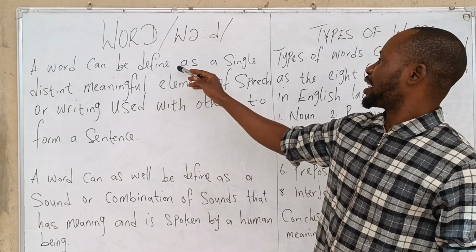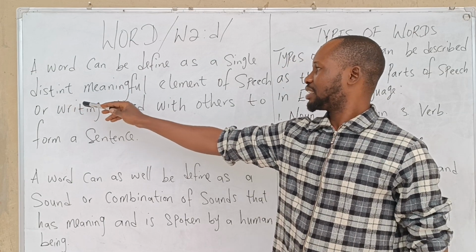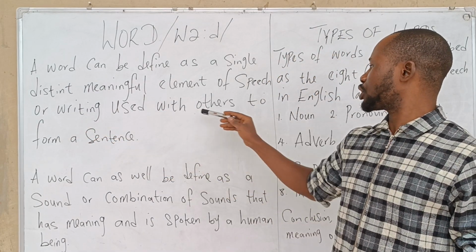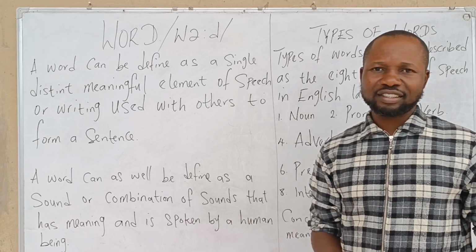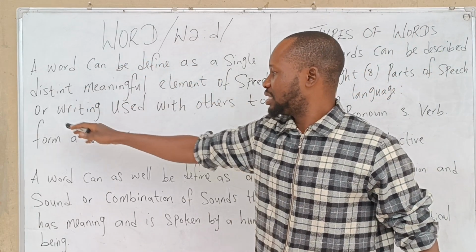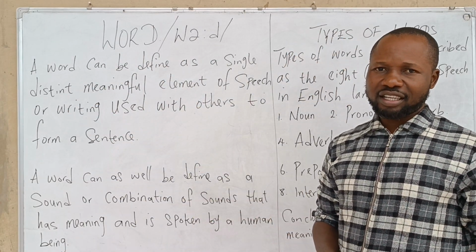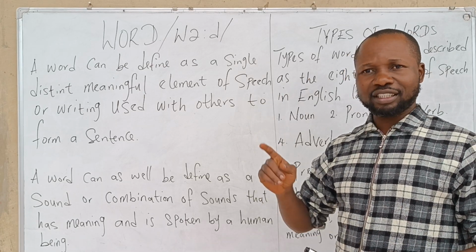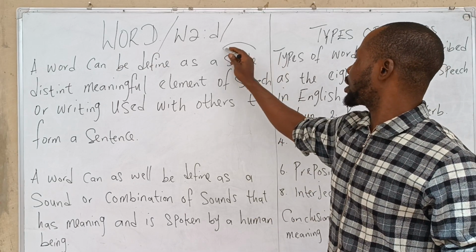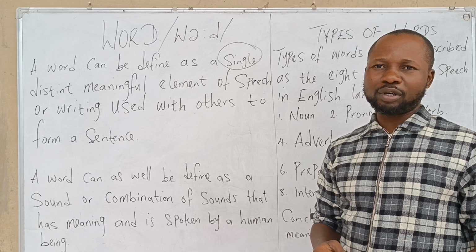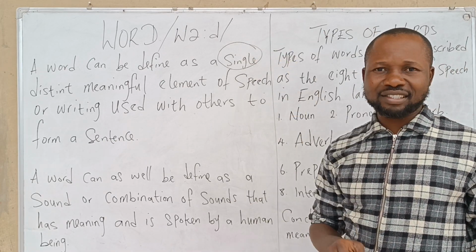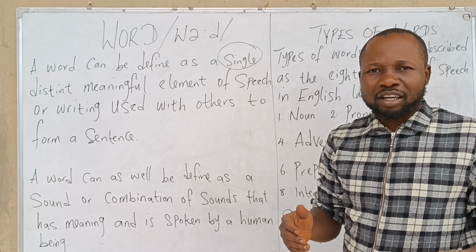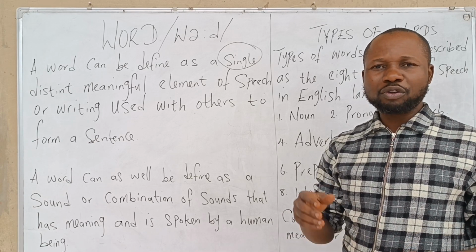A word can be defined as a single, distinct, meaningful element of speech or writing used with others to form a sentence. If you check all these things that I have written here, they are combinations of words. But when we pick only one, for example, if we pick this one called single, single is a word. If you separate it, it stands alone. But it may not confer or combine a meaning or give a meaningful meaning.